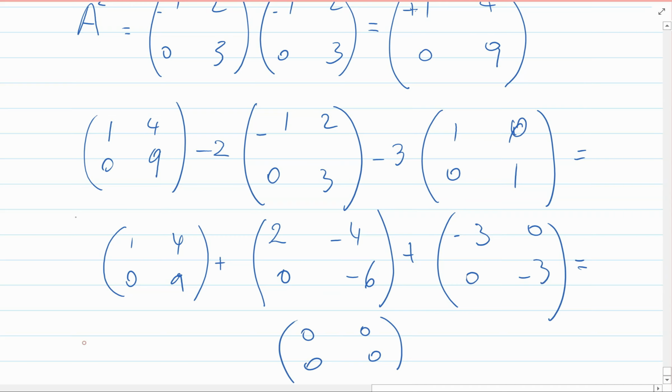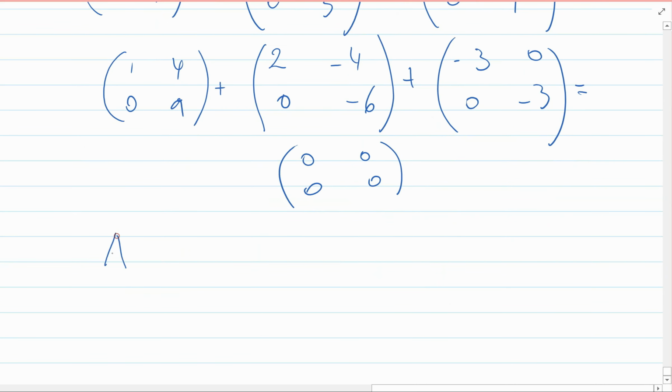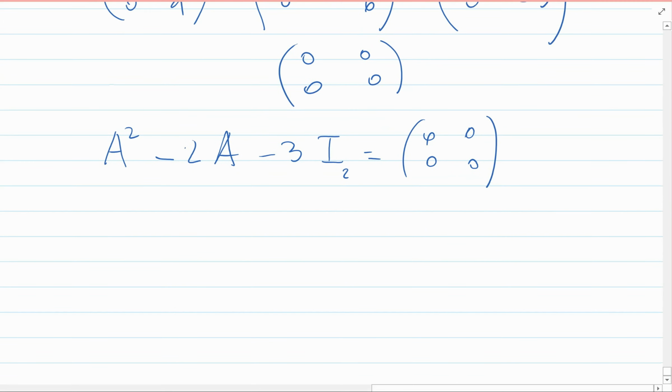So what we have is that A squared minus 2A minus 3I is equal to the zero matrix. Okay, so this is very interesting. If you look at it, there is something behind this.